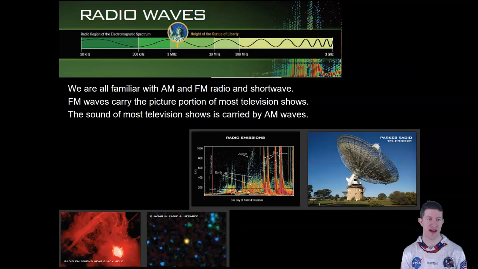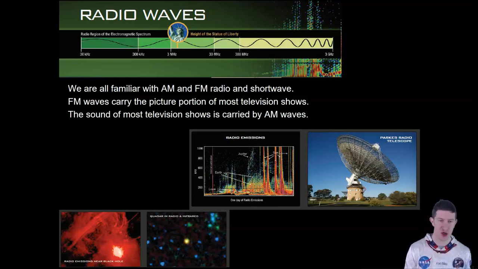So let's look at radio waves. We're familiar with the concept of AM and FM radio. AM, maybe not so much, maybe your parents use it a little bit more, and shortwave radios. FM waves carry the picture portion for your television, for most TVs, and the sound is mostly carried by the AM. This is probably a little bit different now with your digital TV systems, but in the typical TV system, FM was your picture and AM was your sound.